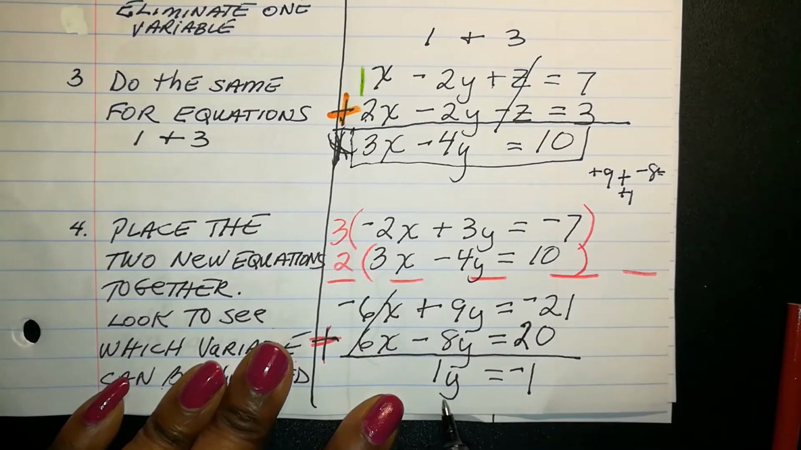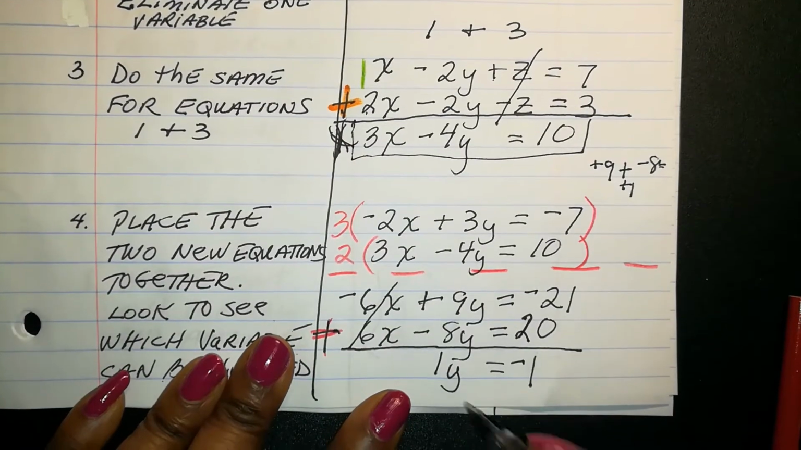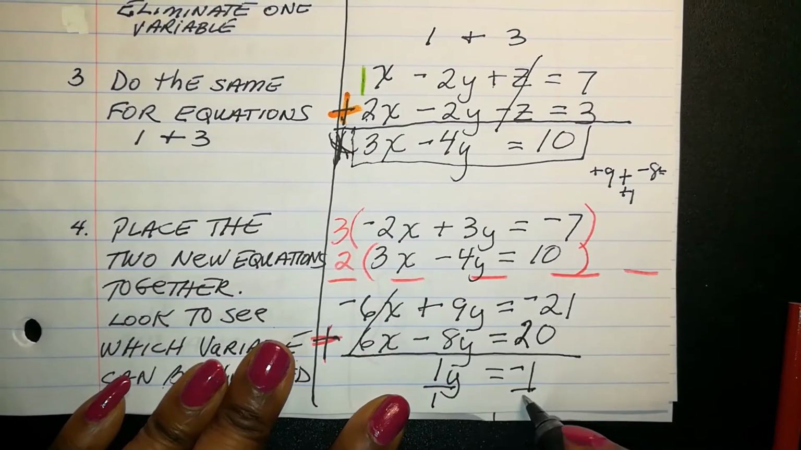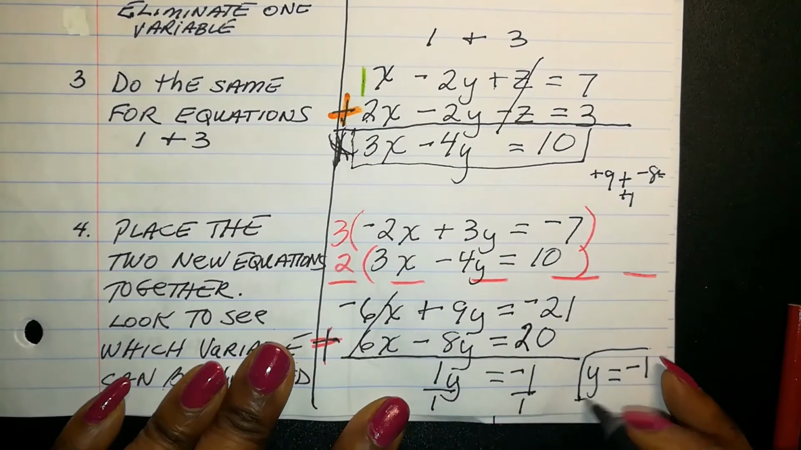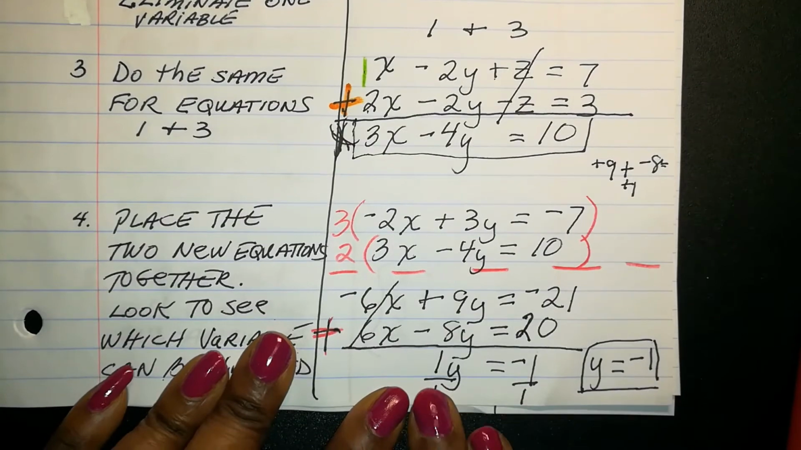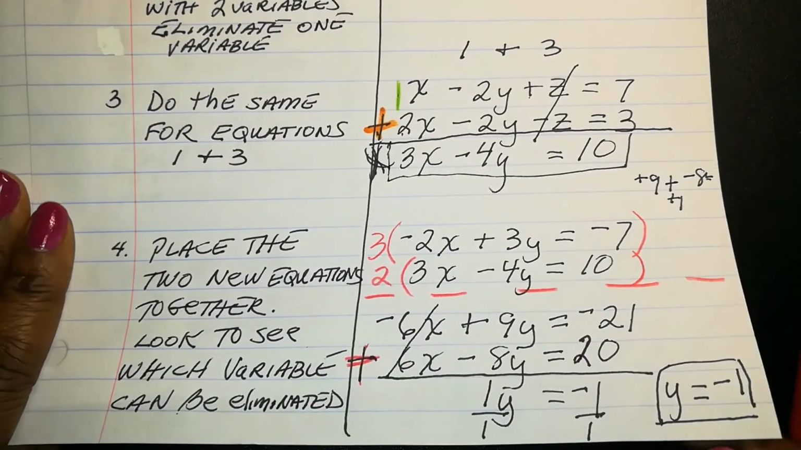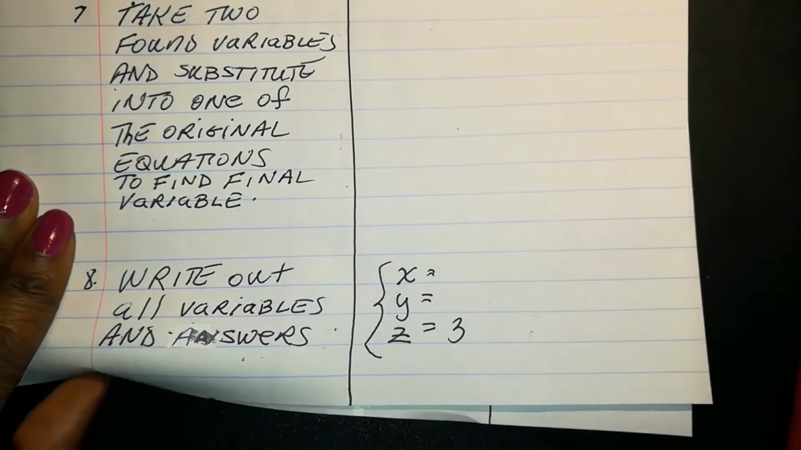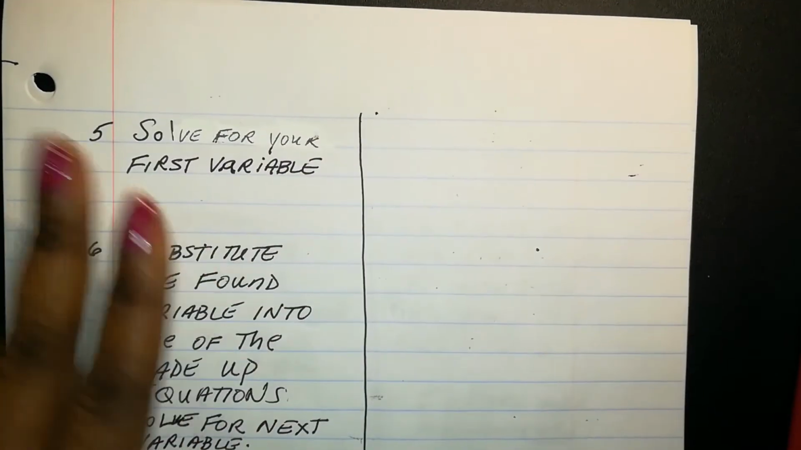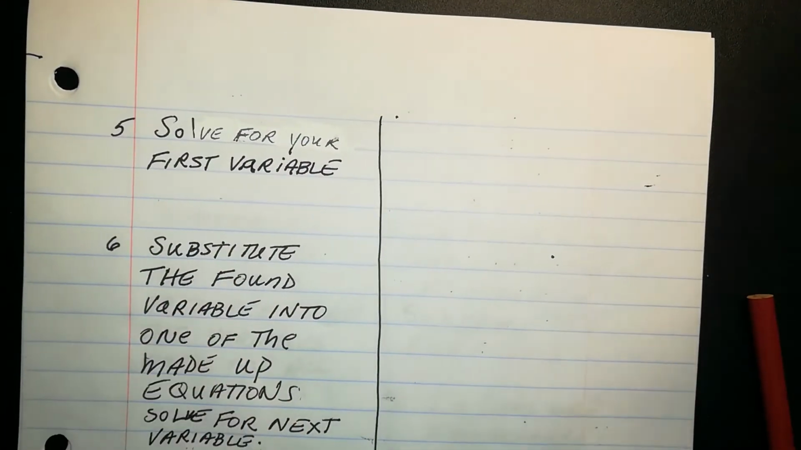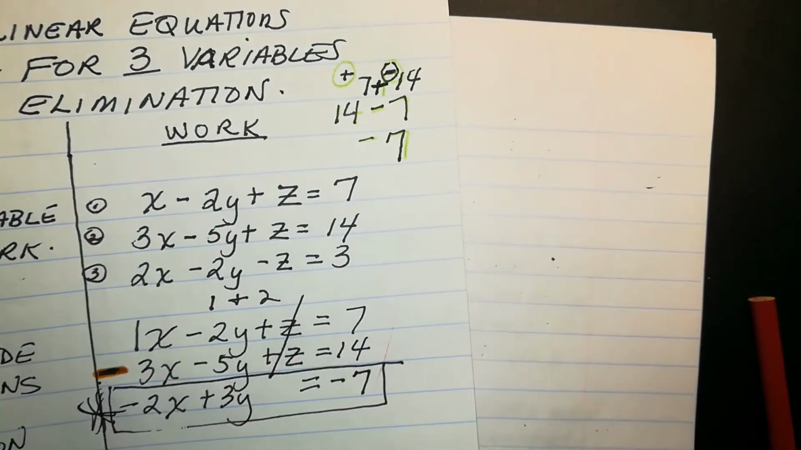So if we divide by 1 on both sides, and I don't think we need to do that, but I'll show it to you anyway, y will equal negative 1. So we have our first variable right there. y equals negative 1. Now what we're going to do is take that y equals negative 1 and place it into one of the two equations. It says solve for the first variable. So we did that. We solved for the first variable.